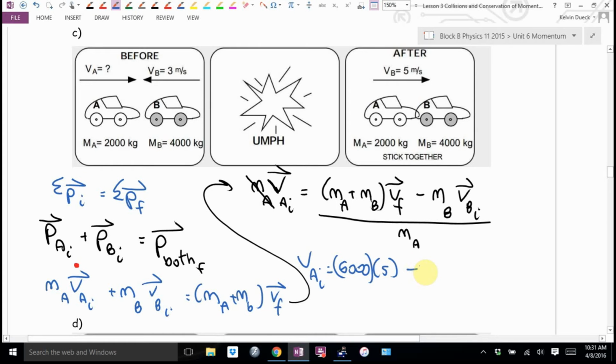What's the mass of just B? 4,000. Yep. What's the velocity of B at the beginning? Which one, 3 or -3? -3. Yes. All divided by the mass of car A, which is 2,000. You know what? I think I can do this in my head. It's going to be 30,000 plus 12,000, 42,000. See if you get, I'm getting 21.